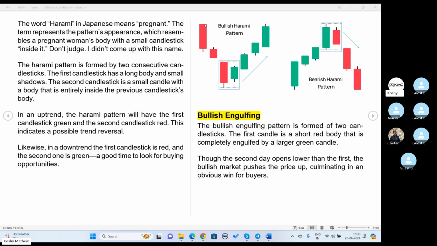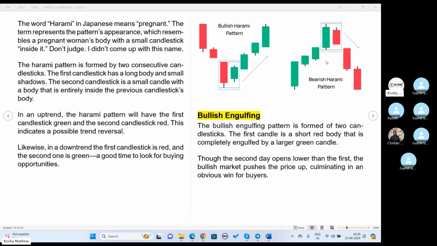When shorting happens, means somebody shorted the market or sold the market, and suddenly they see a reversal. Short covering happens means they're covering their shorts. How? By selling the shorts. How do they sell the shorts? By buying it. I started by selling first, so I have to buy to square off. So that's how short covering happens.